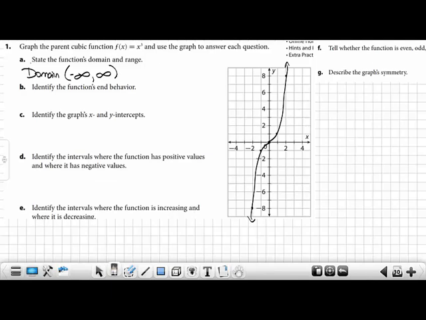I can cube anything. I can cube negative a billion. I can cube positive 2,794.69. When I do that, what does the range end up being? Negative infinity to infinity. It goes up and down forever as well.